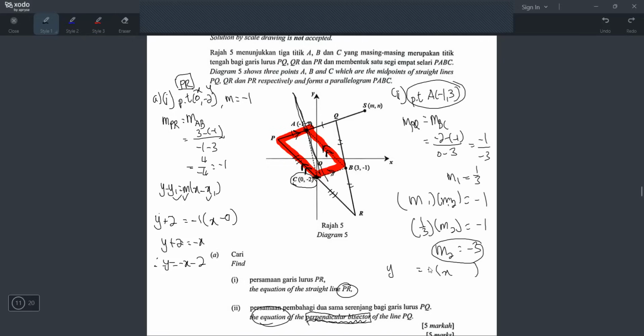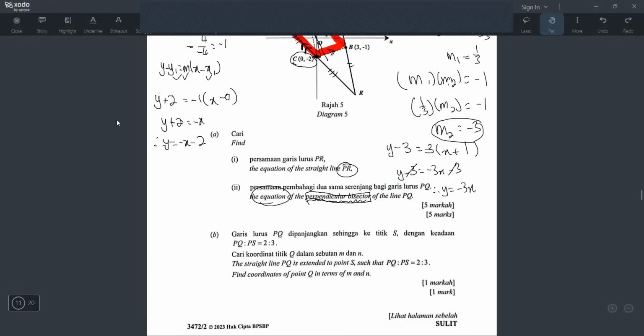Okay, the gradient, make sure you put -3, and then for x1, y1, you will put this point. -1 is the x coordinate, so obviously you have to write here, but you have to write +1. 3 is the y coordinate, so you have to write -3, because the formula is y minus y1. So now you get y minus 3 equals -3x minus 3, and then y equals -3x. -3 plus 3 is 0, so this is the answer. Okay, done.